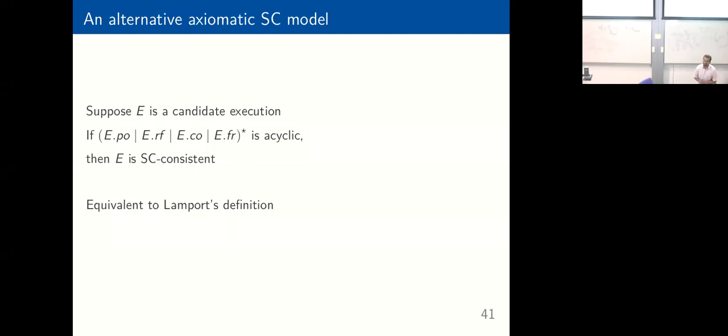Union of the relations. Each of those four things are binary relations. You take unions of those relations, put them together in whichever order you please, as many of them together as you please. That's a transitive closure. If you get a cycle, then life is difficult. You don't have sequential consistency. If not, then you do.